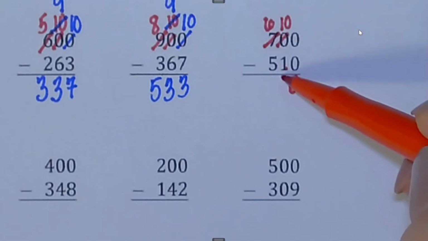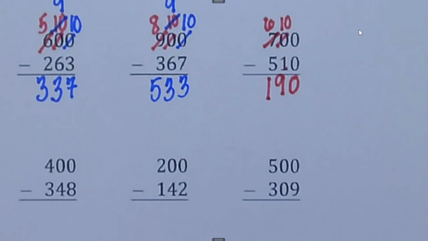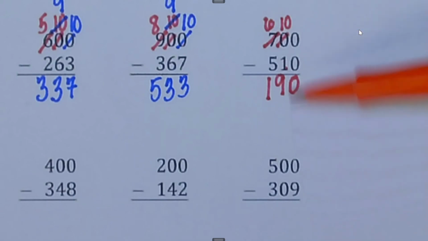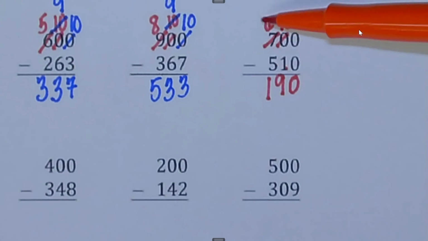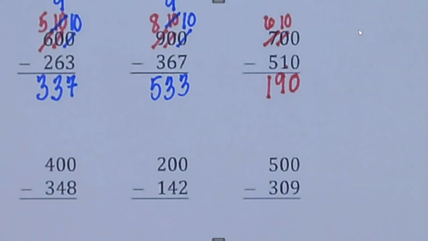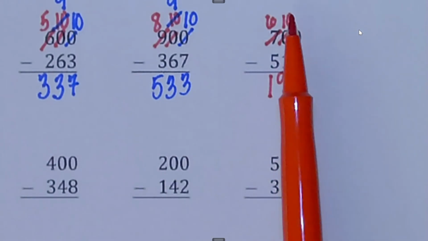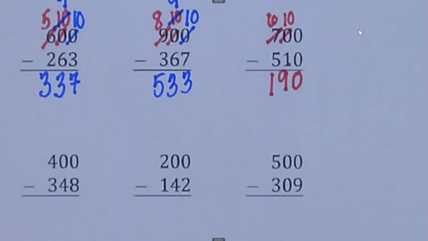10 minus 1 is 9. 6 minus 5 is 1. I go backwards to check my answers. 0 plus 0 equals 0. 9 plus 1 equals 10. And 1 plus 5 equals 6. Okay, so here's an instance where you have double zeros on the top, but you only had to regroup this side. Okay?